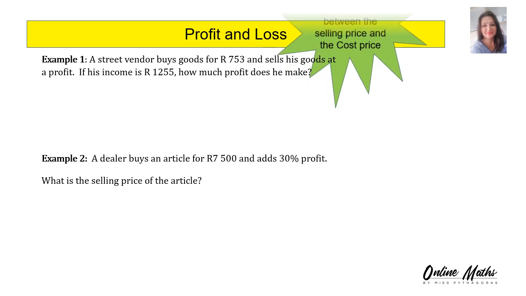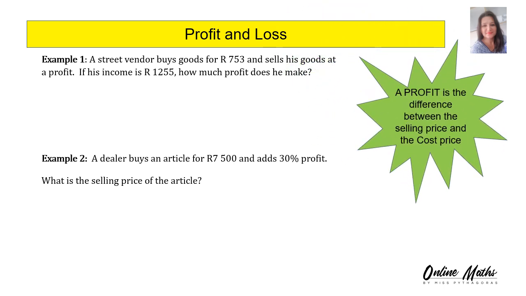Profit and loss. A profit is the difference between the selling price and the cost price. Example 1. A street vendor buys goods for 753 rand and sells his goods at a profit. If his income is 1,255 rand, how much profit does he make? Therefore, profit is the selling price minus the cost price. 1,255 minus 753 is equal to 502 rand.